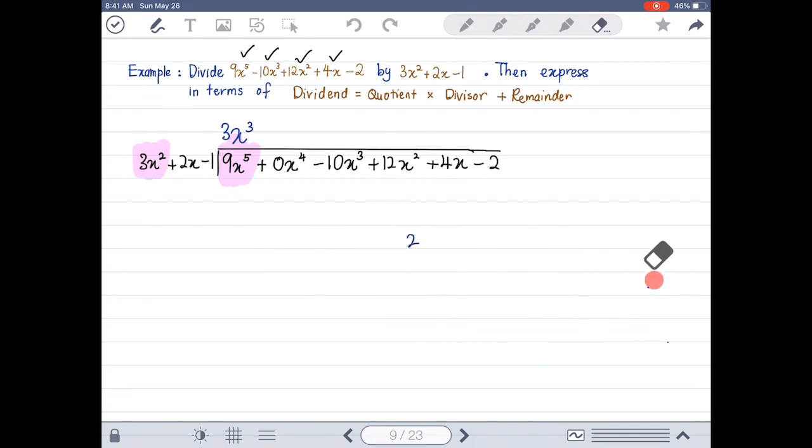And then we multiply 3x to the power of 3 times 3x to the power of 2, we will get 9x to the power of 5. 3x to the power of 3 times plus 2x, we will get plus 6x to the power of 4. 3x to the power of 3 times minus 1, we will get minus 3x to the power of 3. Next step, top minus bottom. So line that up.